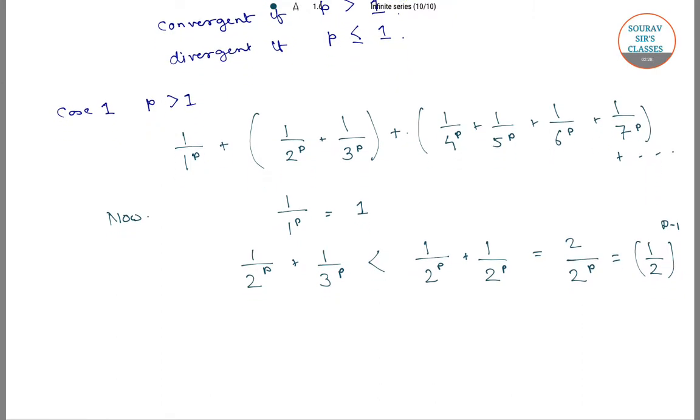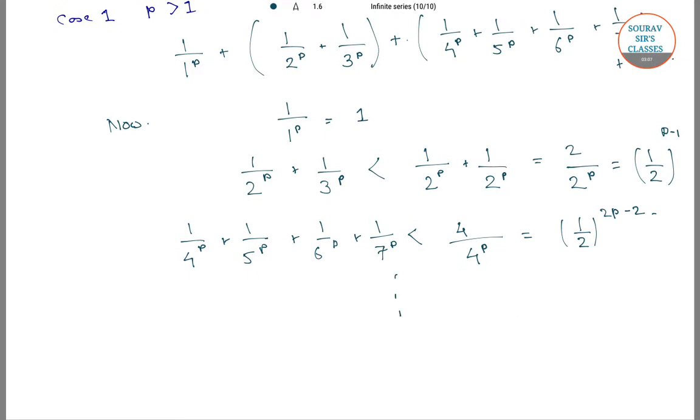Similarly, 1 divided by 4 raised to the power p plus 1 divided by 5 raised to the power p plus 1 divided by 6 raised to the power p plus 1 divided by 7 raised to the power p is less than 4 times 4 divided by 4 raised to the power p, which is equal to 1 by 2 raised to the power 2p minus 2.